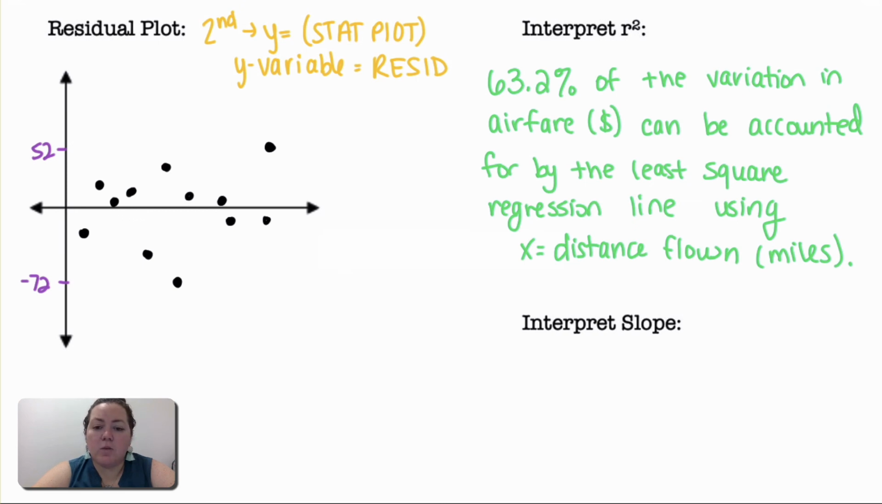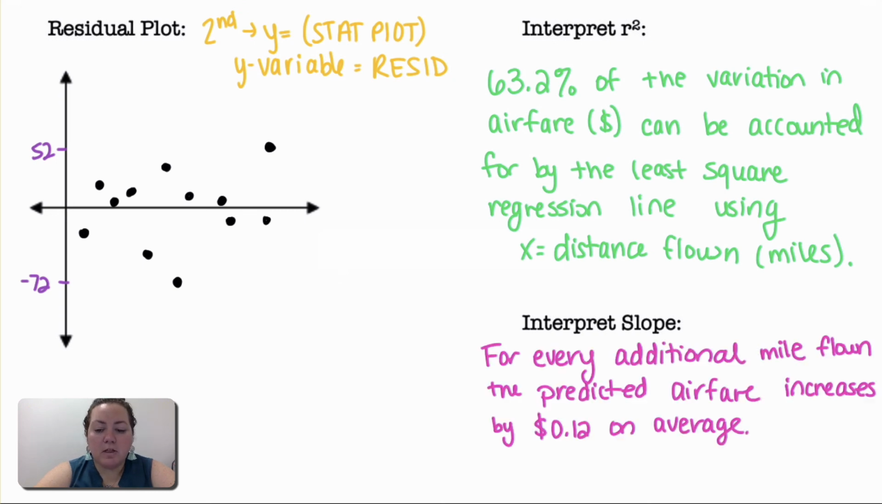R squared was 0.632, so 63.2% of the variation in airfare in dollars can be accounted for by the least squares regression line using x equals distance flown in miles. And then for the slope, my slope was 0.12. So for every additional mile flown, the predicted airfare increases by 12 cents on average.